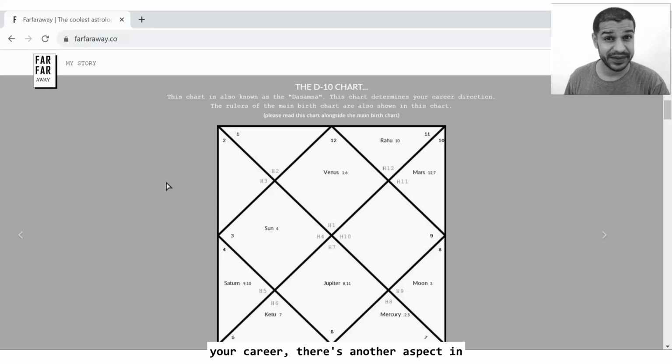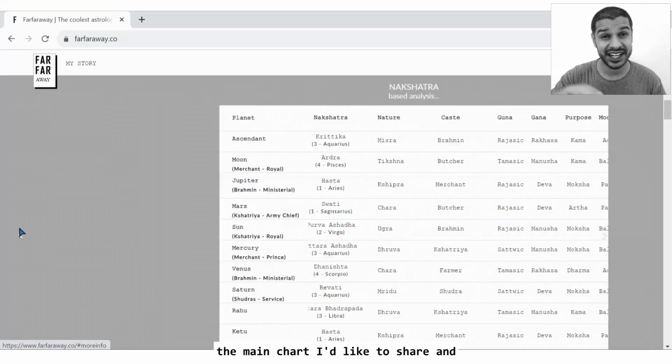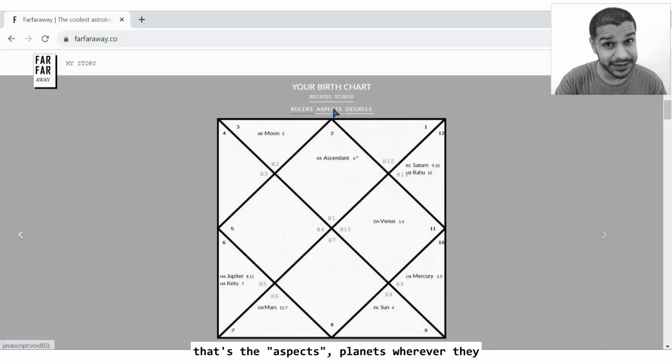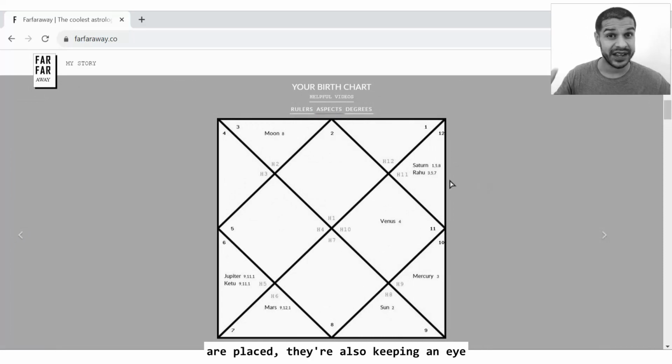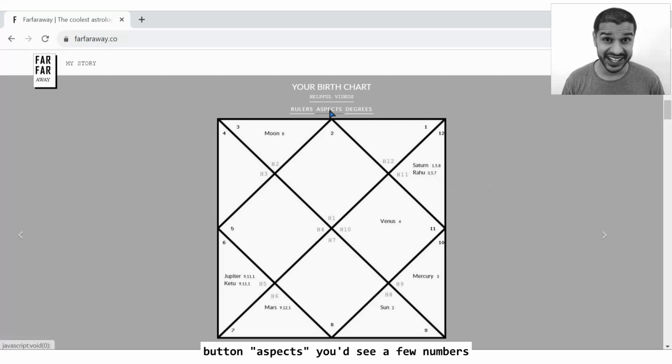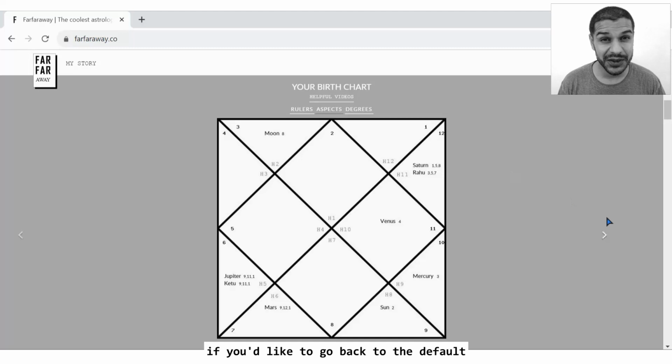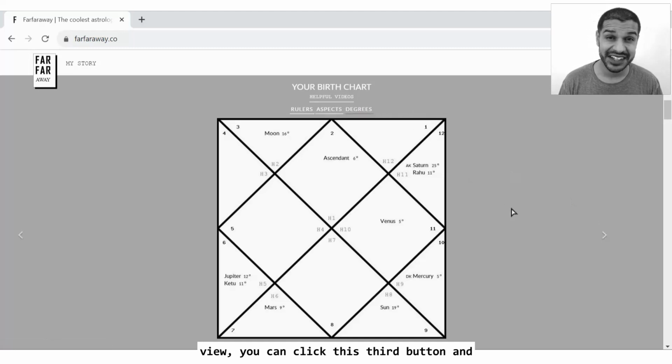There's another aspect in the main chart I'd like to share, and that's the aspects. Planets, wherever they are placed, are also keeping an eye on other houses. So if you click the button aspects, you'd see a few numbers appearing next to the planet. These are the numbers corresponding to the houses the planet is also keeping an eye on. If you'd like to go back to the default view, you can click this third button.